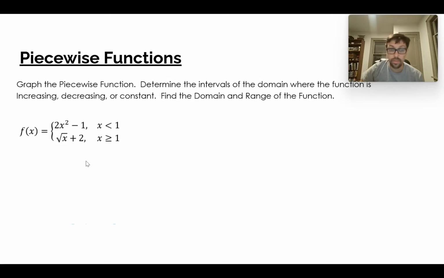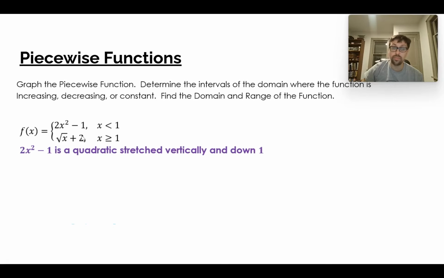In this example, I've got a piecewise function that has a quadratic. That quadratic has been pushed down 1 and stretched vertically a little bit. Let's see how that looks. And then the square root graph has been shifted 2 up as well. And they've got two separate intervals that we want to check. So let's go to Desmos to see what that looks like.